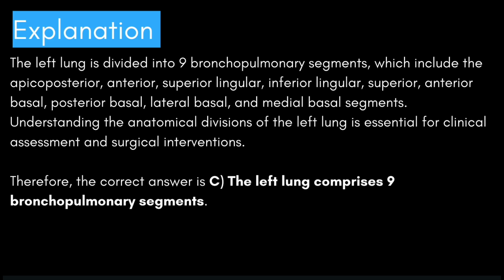The left lung is divided into 9 bronchopulmonary segments, which include the apico-posterior, anterior, superior lingular, inferior lingular, superior anterior basal, posterior basal, lateral basal, and medial basal segments. Understanding the anatomical divisions of the left lung is essential for clinical assessment and surgical interventions. Therefore, the correct answer is the left lung comprises 9 bronchopulmonary segments. Let's go ahead and see why the other answer choices are incorrect.